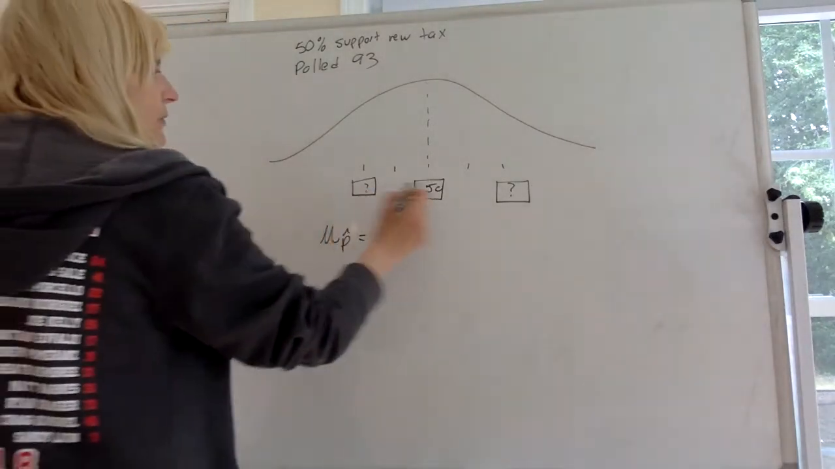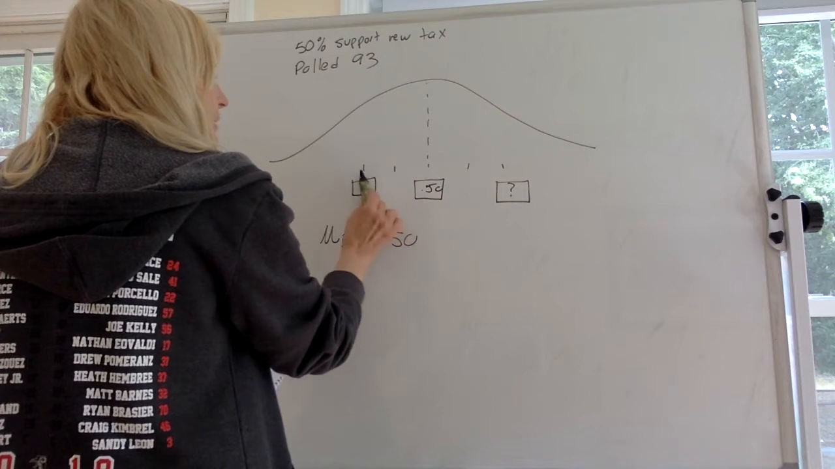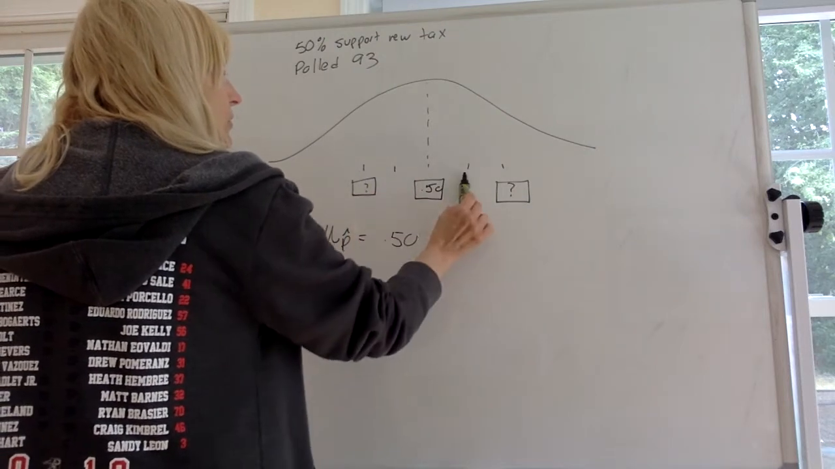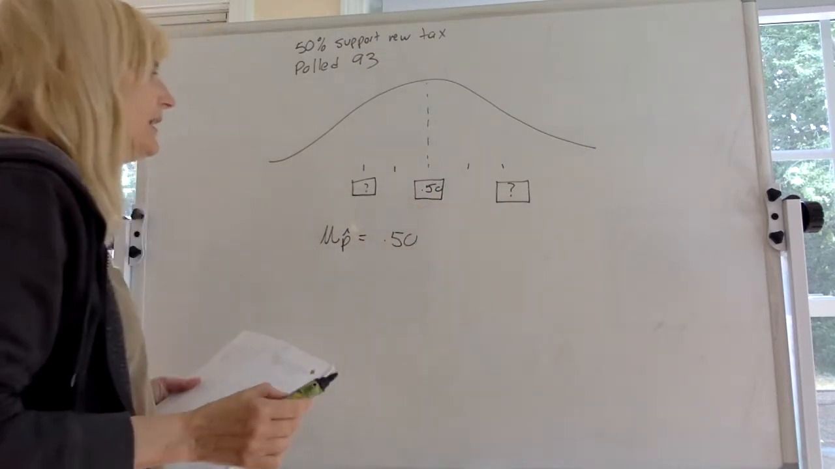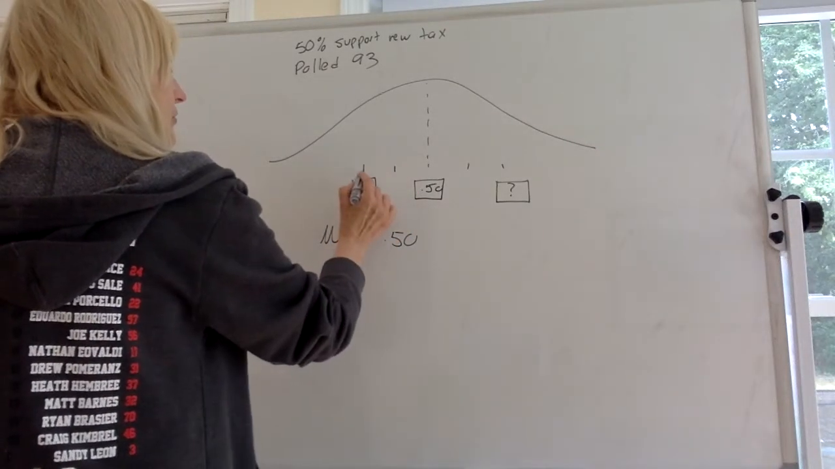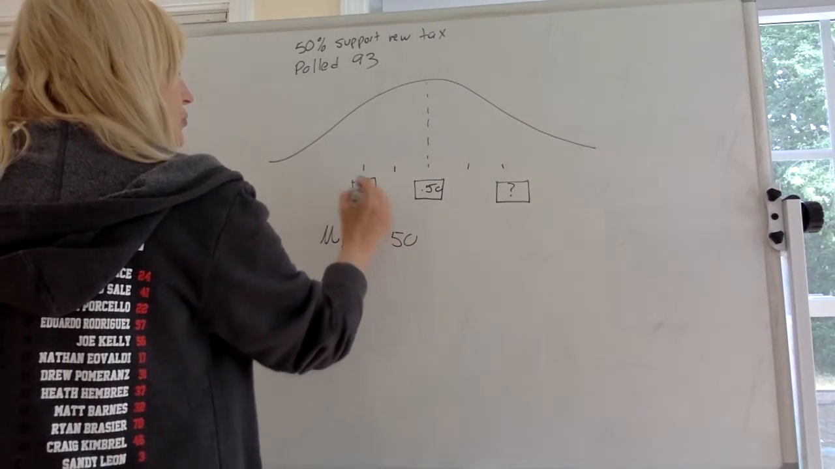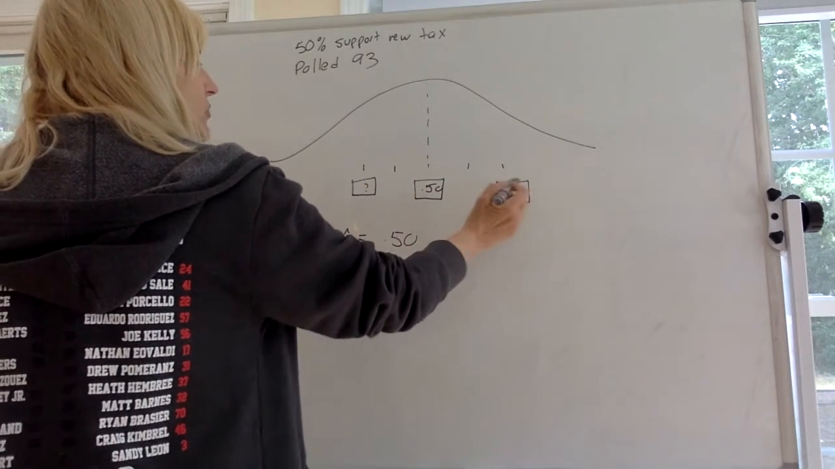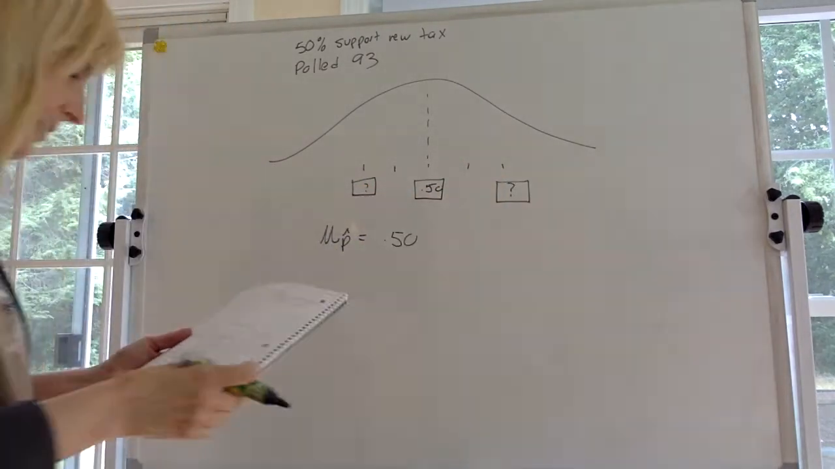Then you'll notice that we have these other two, and they're 2 tick marks away, 1, 2, 1, 2 from the mean, and you have to interpret those as 1 standard deviation, 2 standard deviations. So this is 2 standard deviations below the mean, and this one is 2 standard deviations above the mean.